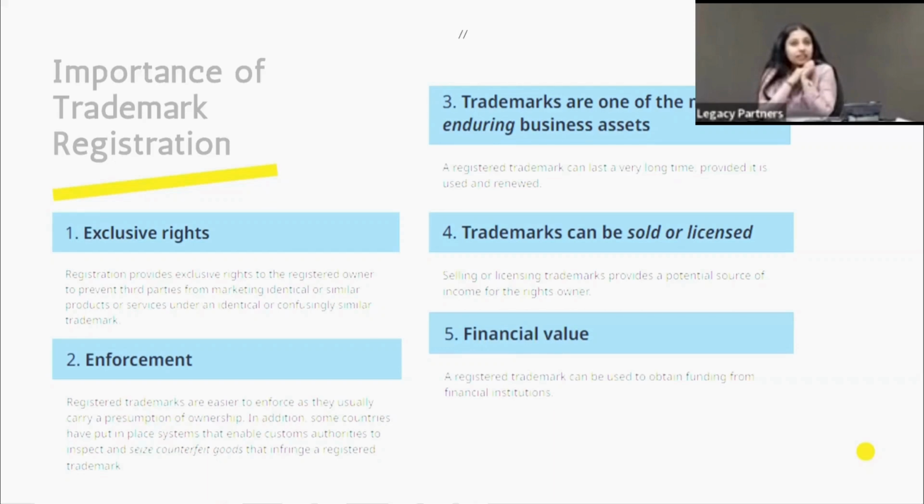Registered trademarks are easier to enforce, as they usually carry a presumption of ownership. For example, we can initiate a suit for infringement in case of a registered trademark, while only an action of passing off can be initiated for an unregistered trademark. Now, the third point is that trademarks are one of the most enduring assets of a business.